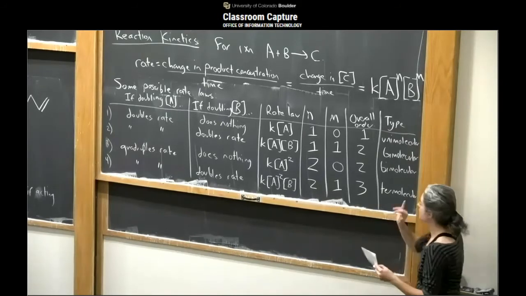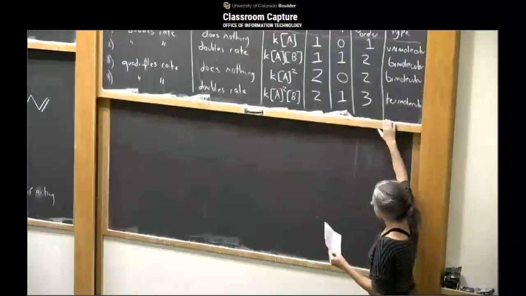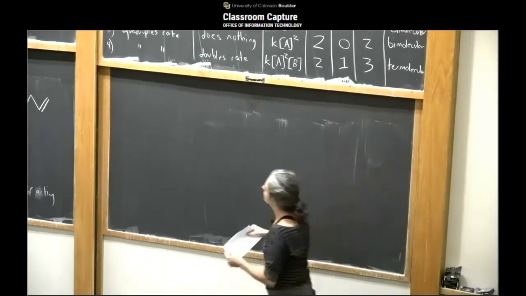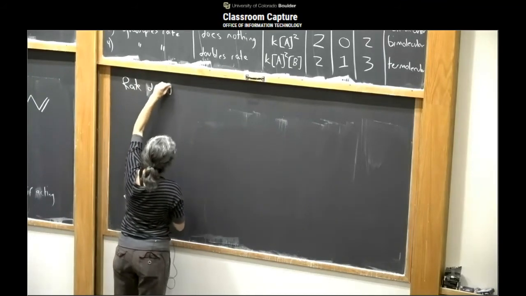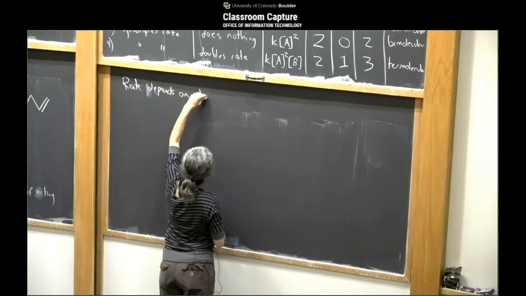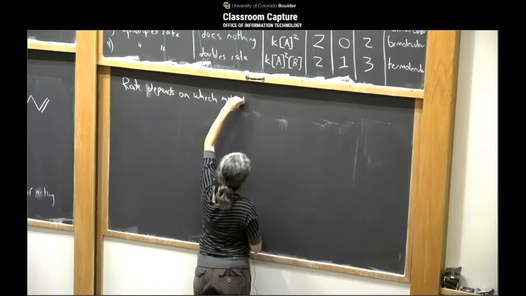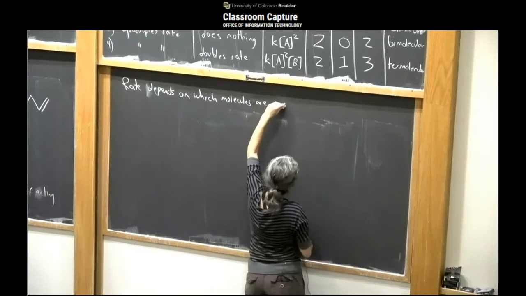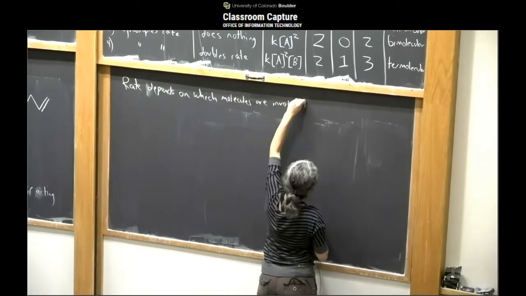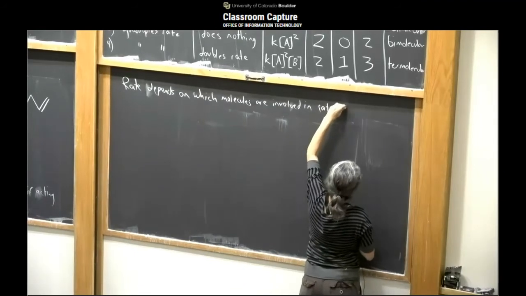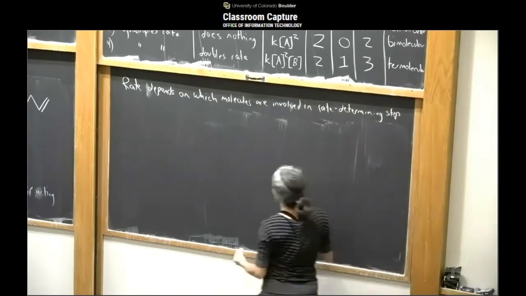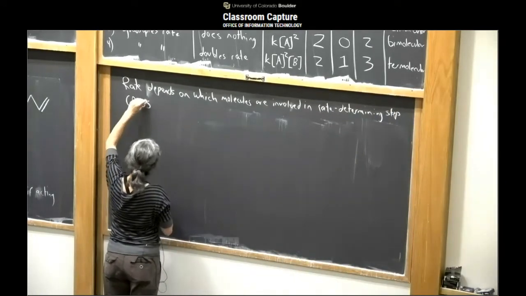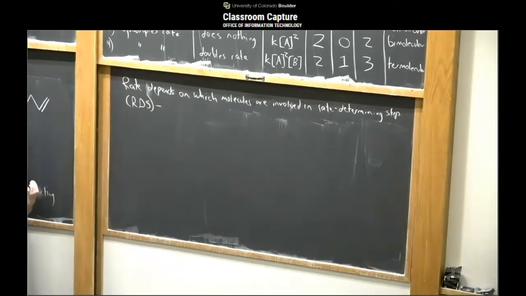So that actually leads me into the next part that I'm going to write up here. Rate depends on which molecules are involved in the rate determining step. So this is the slowest step of the reaction, whatever it is, and it's the one where you go through the highest point on the energy diagram.